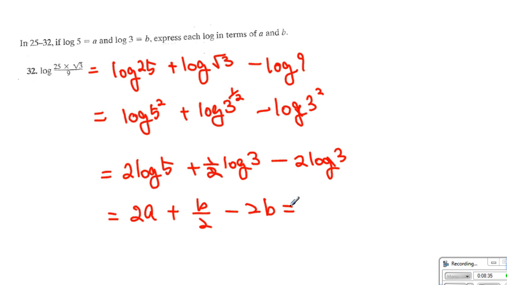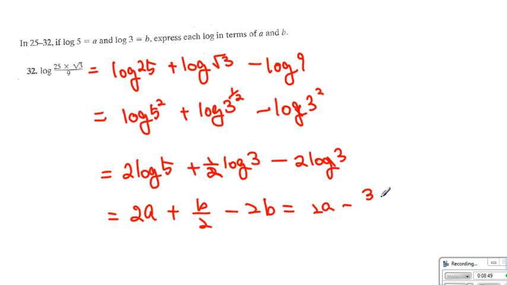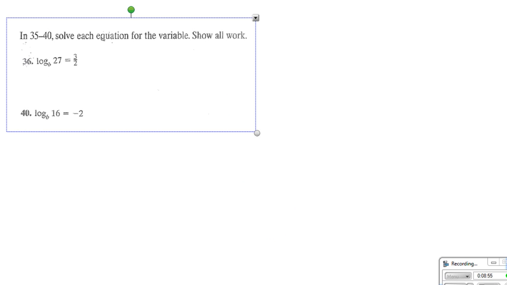In other words, when you simplify this one further, we end up getting 2a, oops, not plus, minus 3b over 2 when you combine these two things together. Alright, now let's look at the next question.